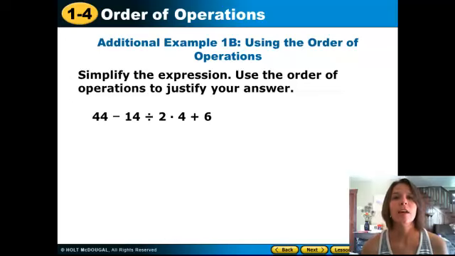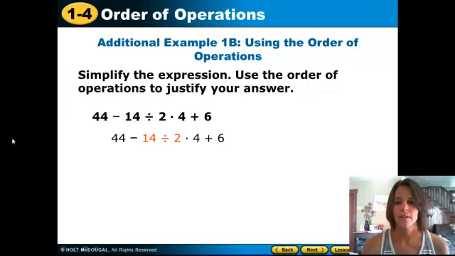Now I have a whole bunch of operations to perform here. So let's actually go through the order of operations. Do I have any parentheses? No. Do I have any exponents? No. Okay, I next come to multiply and divide. And I have two things here. I've got division and multiplication, so I'm just going to work left to right. I'm going to do my division first, coming left to right, and multiply second.